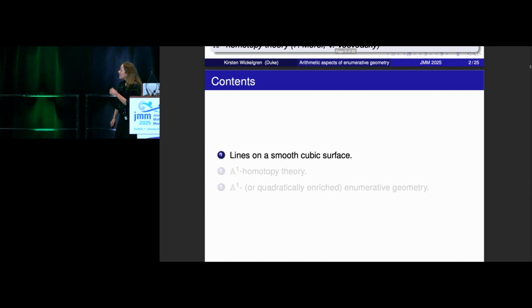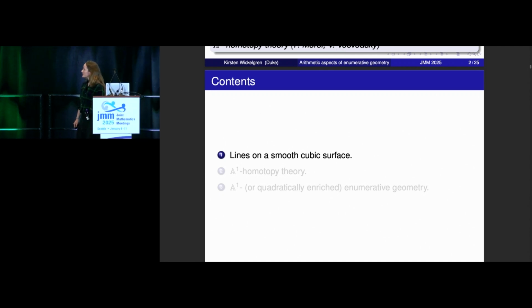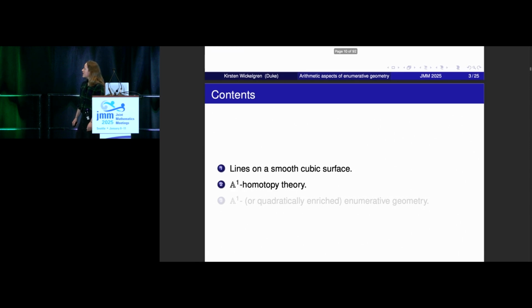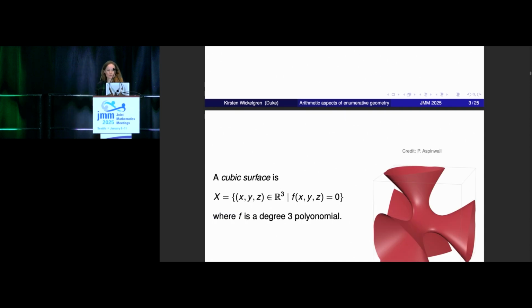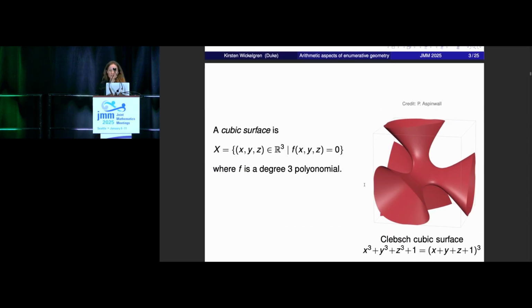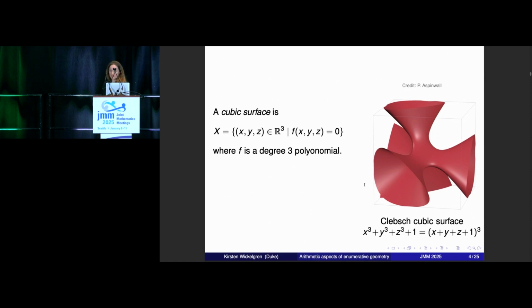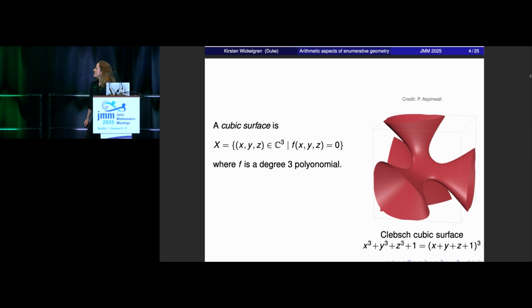So we're going to start by looking at the beautiful smooth cubic surface. And then let's talk about A1 homotopy theory. And then we'll talk about A1 enumerative geometry, this goal of talking about the arithmetic of the solutions, or we could call that quadratically enriched for reasons we'll discuss. So a cubic surface is the zero locus of a degree 3 polynomial. So here's the Clebsch cubic surface. And we've drawn it in R because we live in a real world. And we could also look at the solutions in C, and that'll make our counts more invariant.